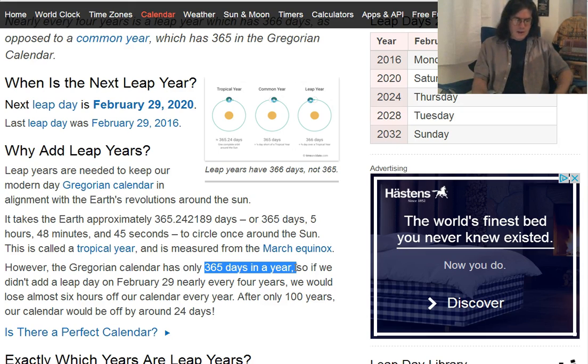And if this was not corrected, eventually our calendars would be way off over a span of many years. So what has been done is every 4 years they add an extra day to the Gregorian calendar. And this happens on February 29th. Ordinarily, February only has 28 days. But on the leap year, we add an extra day. We get February 29th. And that corrects the discrepancy between the astronomical year and the Gregorian calendar's year.